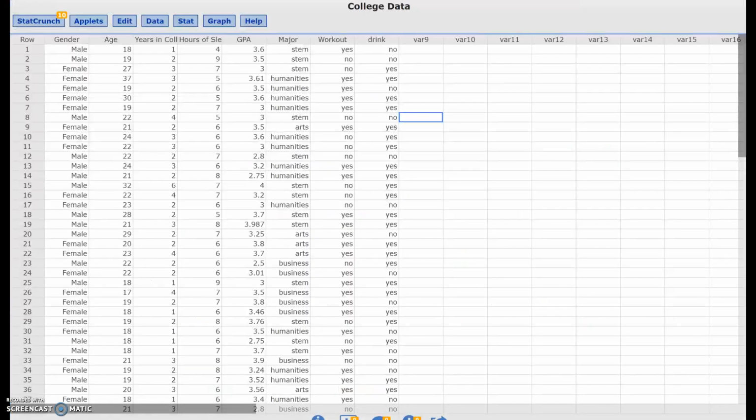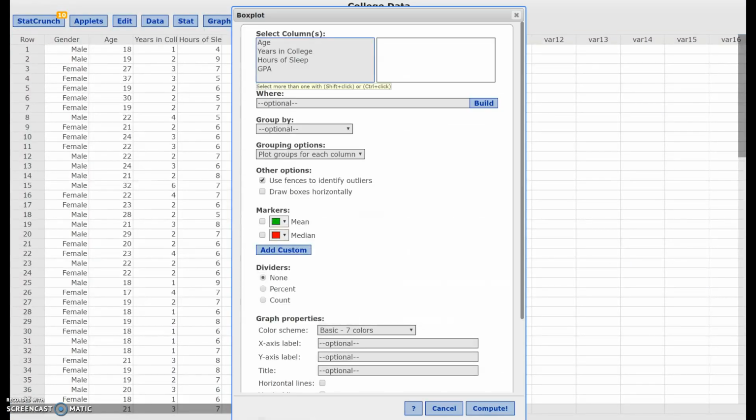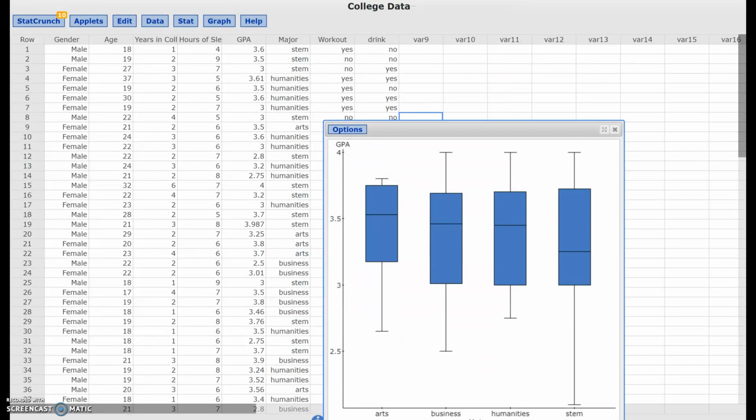You can even see this if you were to graph it. If I were to graph it with a box plot, I put box plot, I look at GPA, and then I want to group it by the majors. You can see that there are very little differences. There's hardly any.